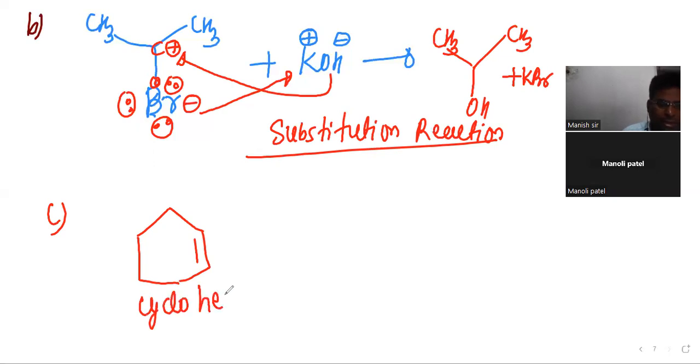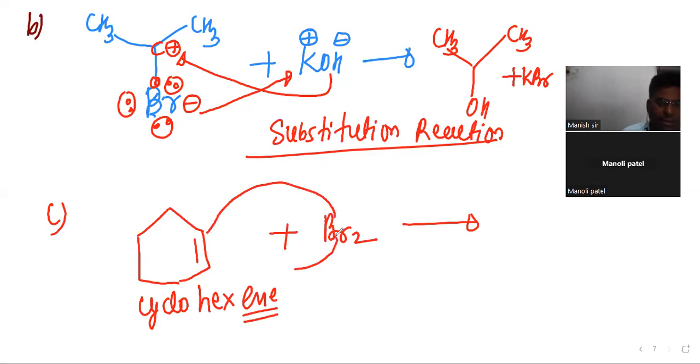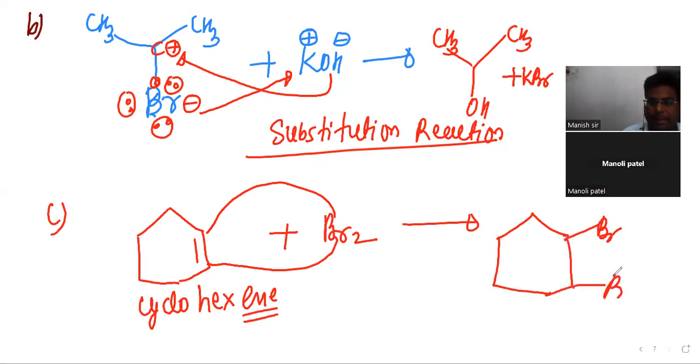Cyclohexene has a double bond. When it reacts with bromine, Br2, what is formed? One bromine attaches here and one attaches here, so it will form like this: Br, Br. So this is the double bond, and the addition of the bromine compound takes place. So it is also called an addition reaction.